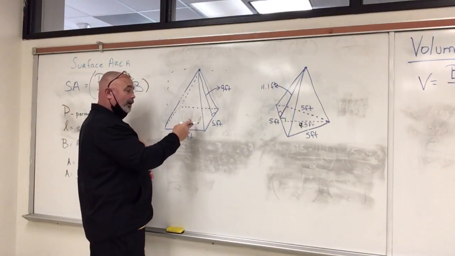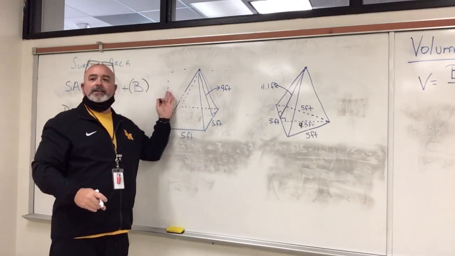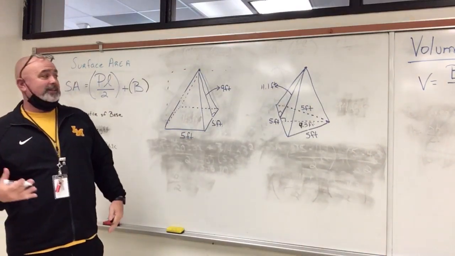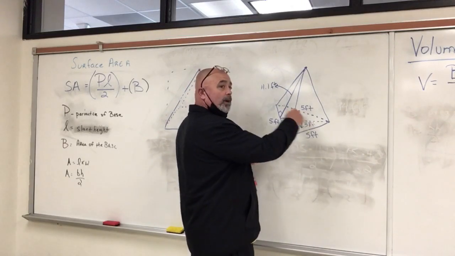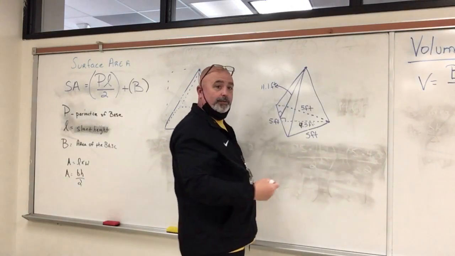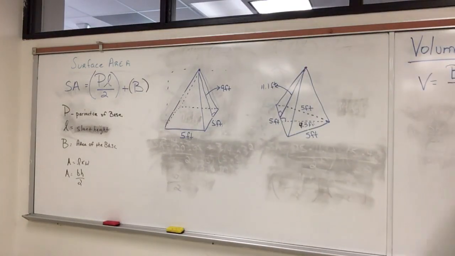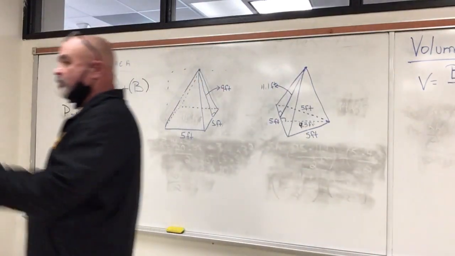A base of a square has how many faces on it? It's got 4 sides and a bottom, so it's got 5 faces. A triangular pyramid has how many faces? Well, you got 1, 2, 3, and then the bottom makes 4. Same thing here, 5. Same thing here, 4. But if you understand what the base is, we're good.